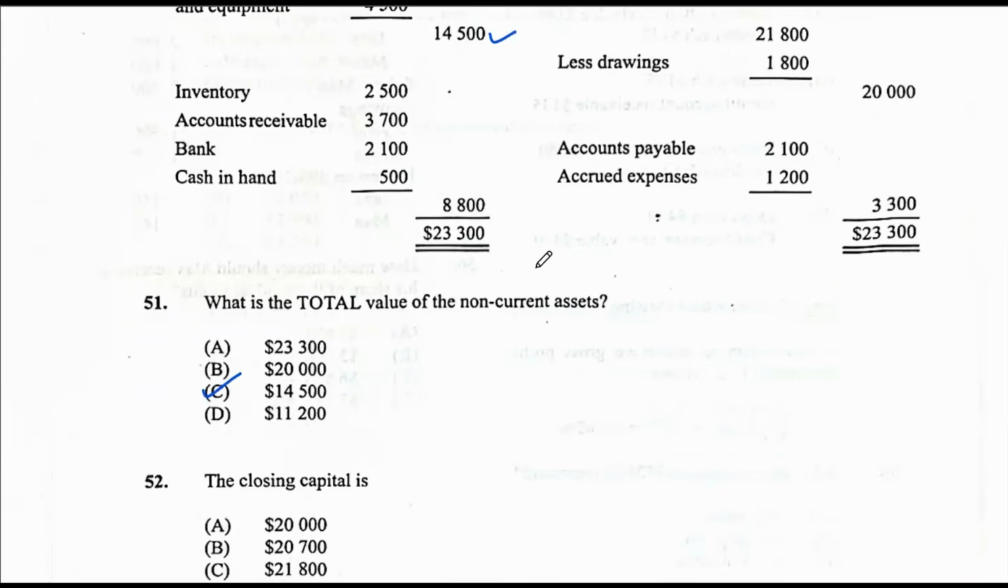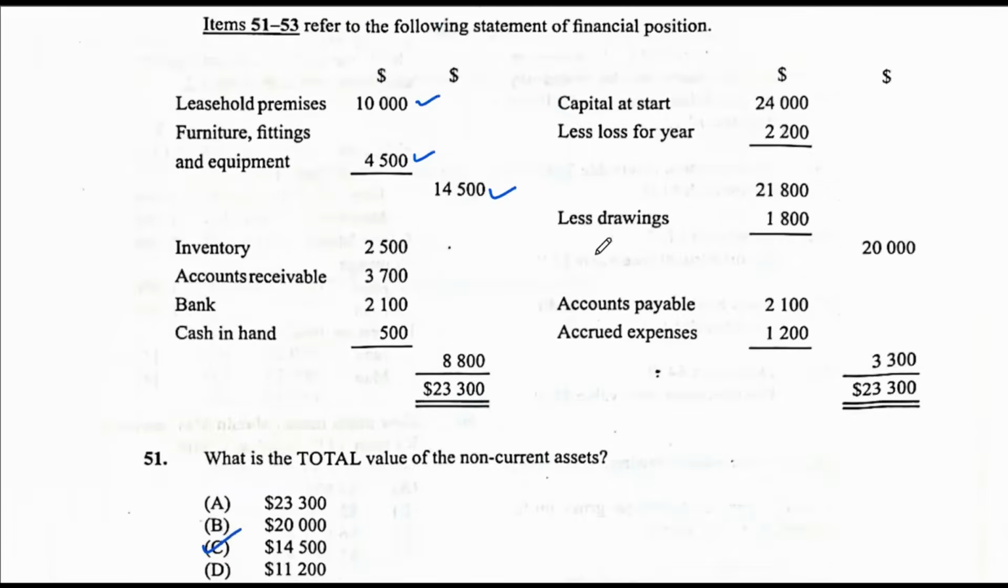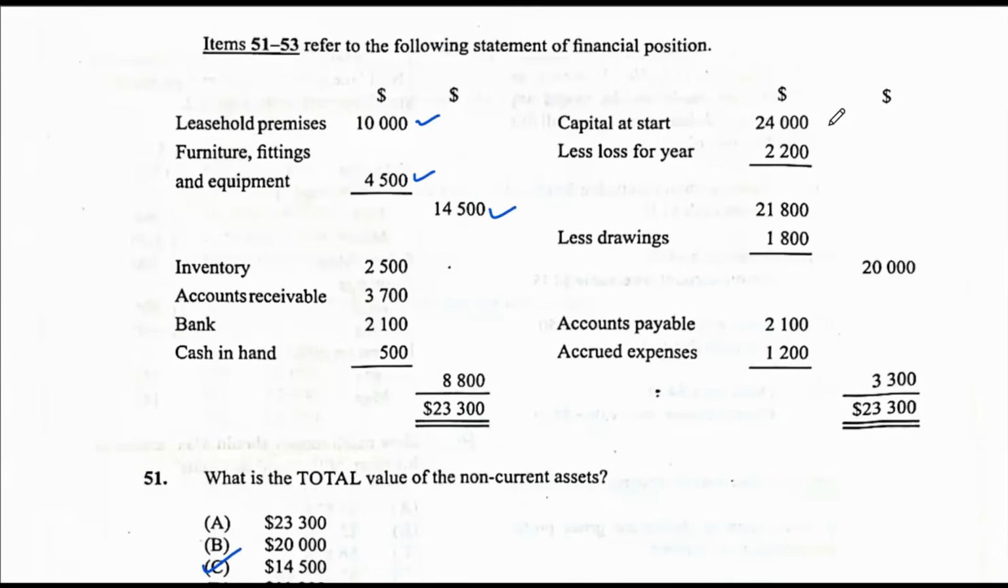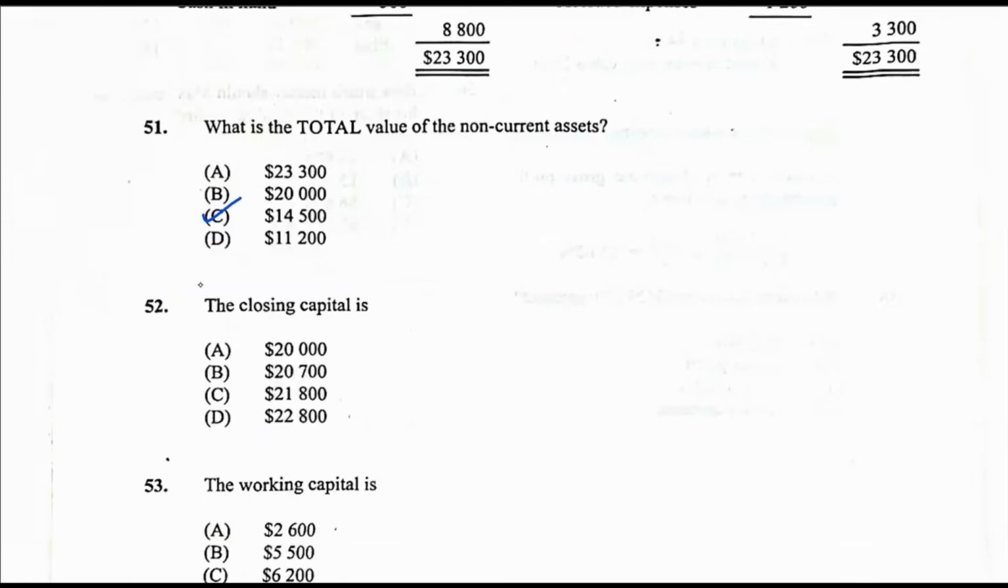And moving on to question 52. What is our closing capital? Well, closing capital, as you guys know, would be your opening capital less loss in this case, minus your drawings in this case, and let's say this 20,000 will in fact be your closing capital. So guys, 20,000 closing capital, answer should be A. Great.